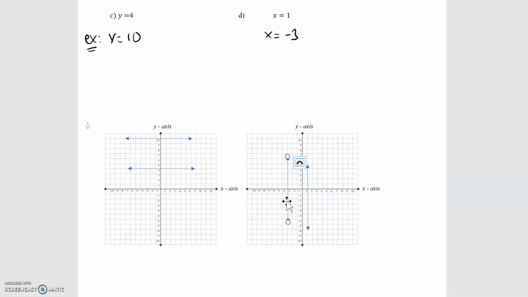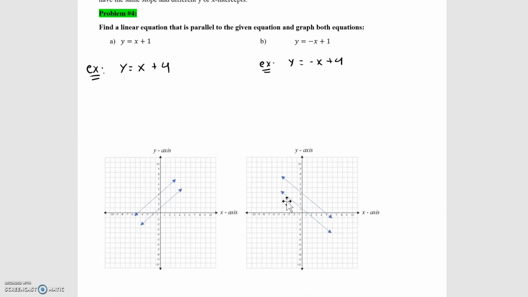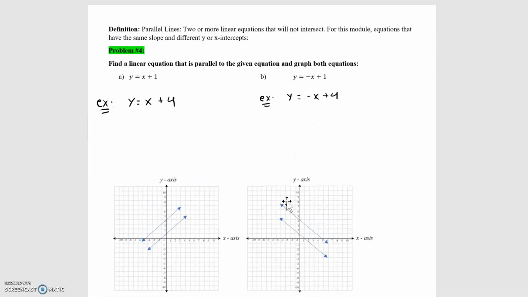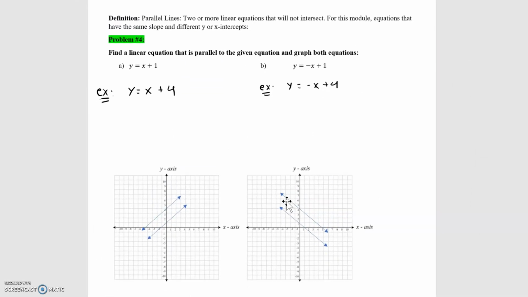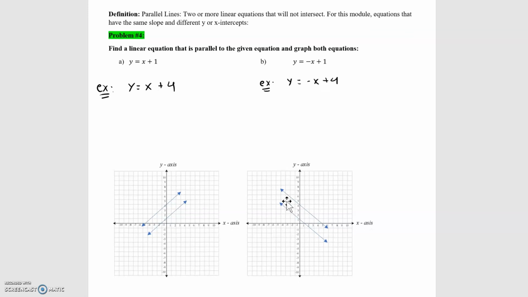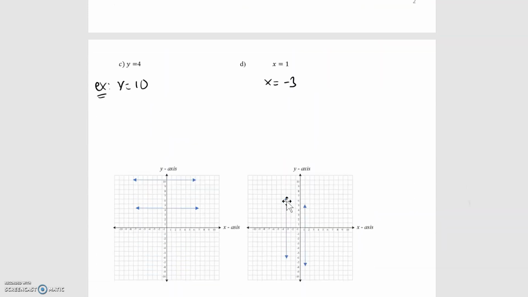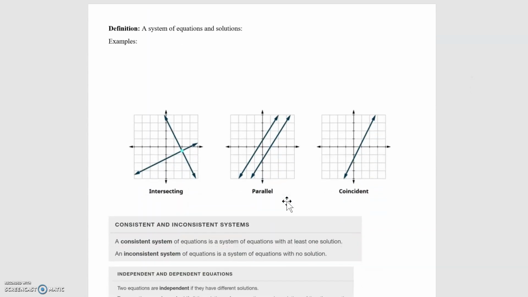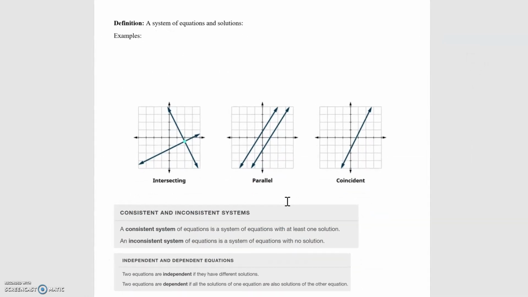Once again, these are lines that are not intersecting on a plane, and for the purpose of this module, they are not going to have solutions because they're not going to be intersecting. We'll talk about that in a minute. Let me move on to the last definition. And this is the main objective of this section.